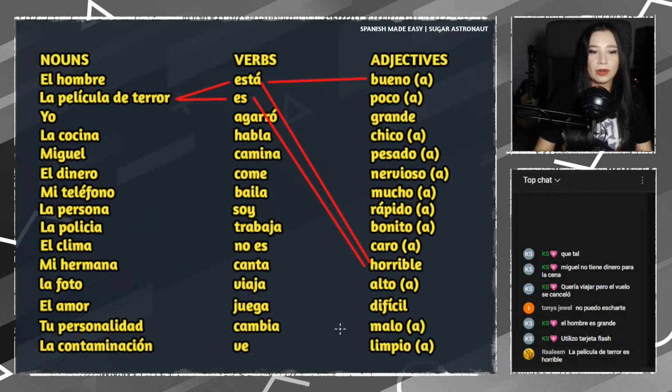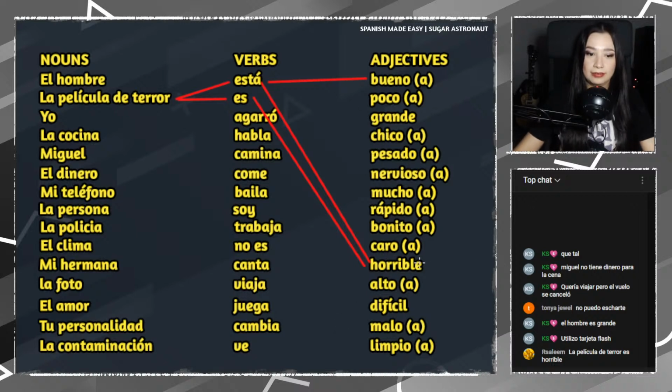La película de terror es horrible. La película de terror está horrible. Okay, so both work. And I think that's all we can do really for that noun. We don't have other adjectives, but obviously you can add more. Okay, more adjectives. Es larga. Okay, and that means, you know, the horror movie is long.